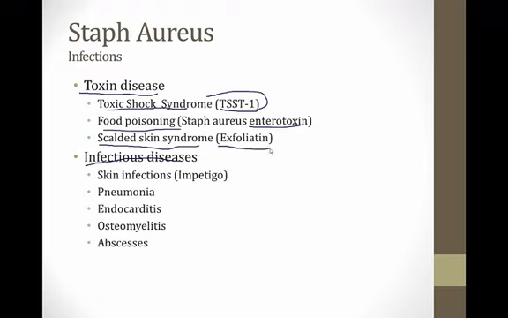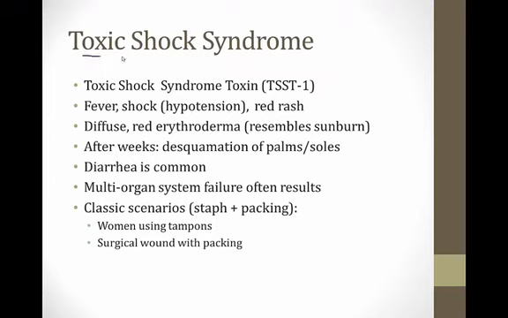The infectious diseases it can cause include a lot of skin infections. So remember, it's present in your nose, but it often gets on the skin because a lot of people pick their nose or touch their nose. And when it gets on the skin, it can cause impetigo and cellulitis. It's a rare cause of pneumonia. It can also cause endocarditis. It can cause osteomyelitis, and it can cause abscesses, especially in the tonsils and on the skin. So we'll talk about all these illnesses in the next few slides. So first, let's talk about the toxic shock syndrome.